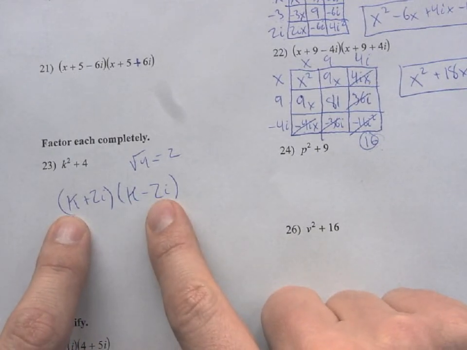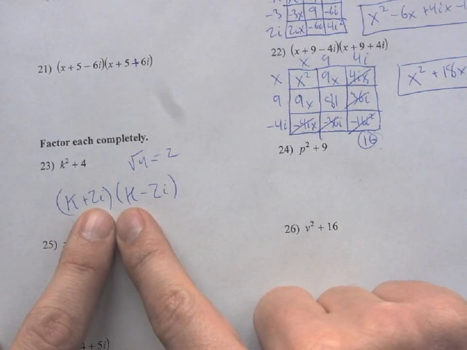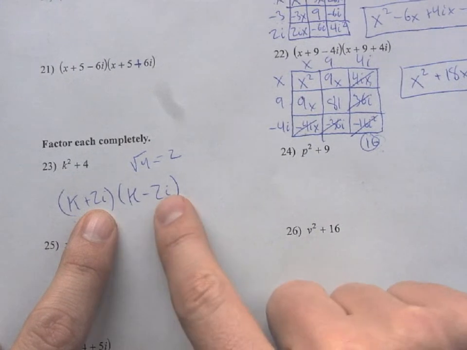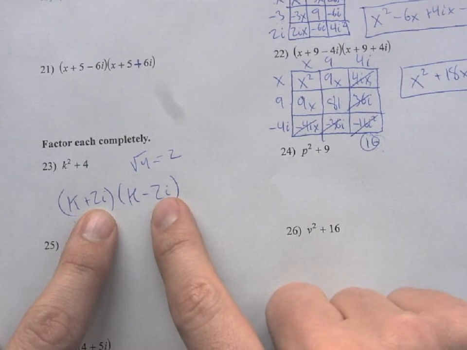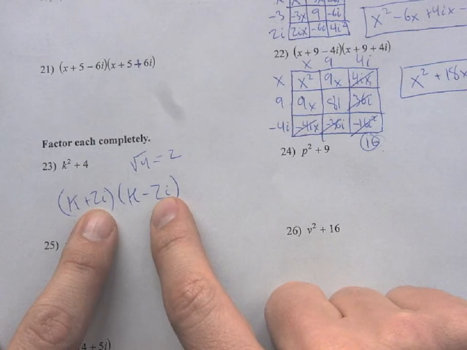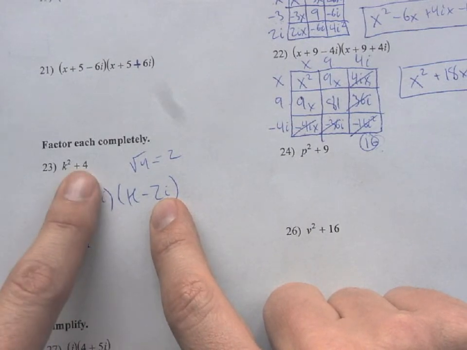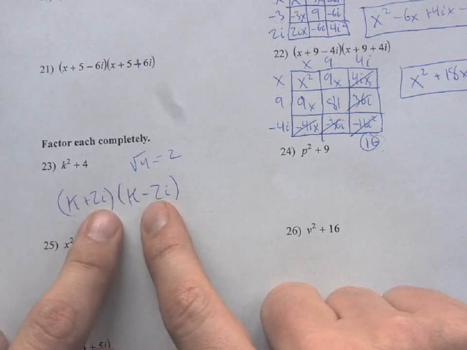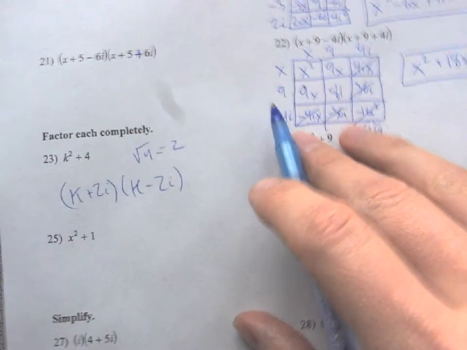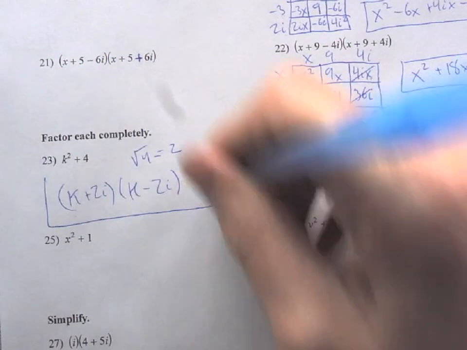Okay, now if you were to double check, you'd get, we're FOILing here, k squared, minus 2ik plus 2ik, which cancel, and then at the end you get a negative 4i squared. But negative 4i squared is negative 4 times negative 1, or positive 4. So yeah, this comes out to k squared plus 4. So we're just factoring here, which is the opposite of multiplying.